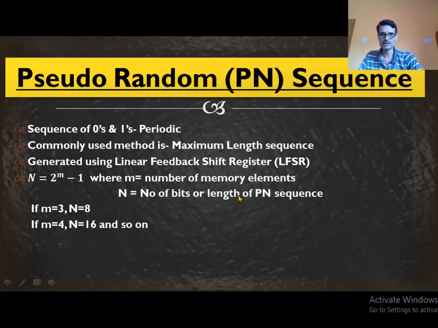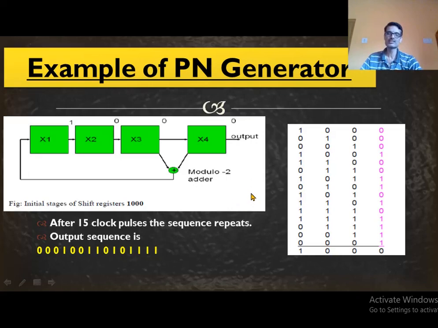Now I'll go to the example, how to generate this PN sequence. Just look at this example. Here x1, x2, x3, x4 are the memory elements, flip-flops. So this is basically a shift register, you can say an SI-SO shift register. This is the output. But there is no input because it's a linear feedback shift register.